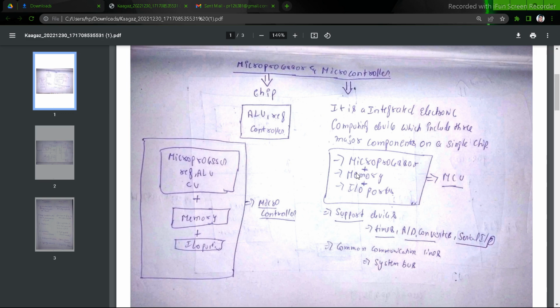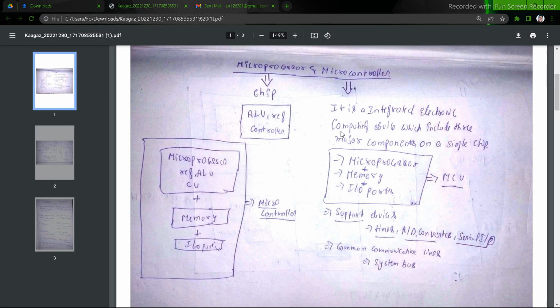So a microcontroller is a device where you will have a microprocessor, and also memory, as well as input output pins. So it basically has three different types of devices: the microprocessor built in, and also memory, and support systems like input output devices. As I mentioned here, we have different supporting devices like timers, analog to digital converters, serial input output, and common communication lines like the system bus.